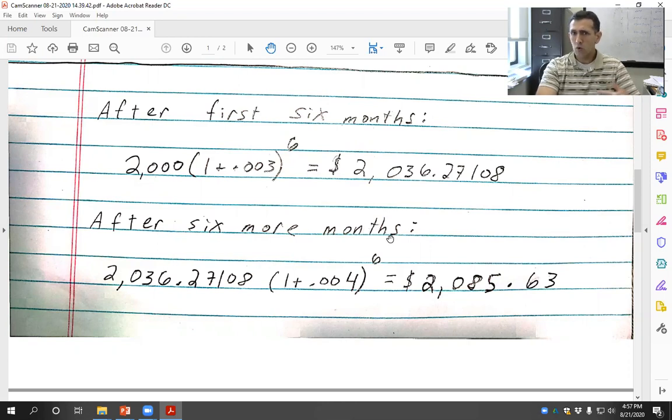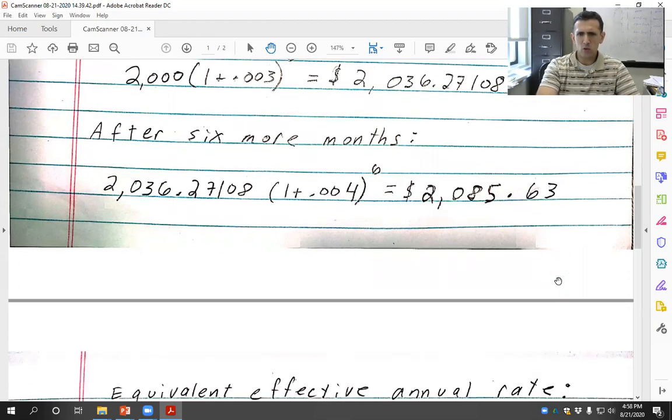And after 6 more months, the same thing, except here every month the account grows by 0.4%. So we compound this 6 times for 6 months. It's $2,036 and roughly 27 cents times (1 + 0.004)^6, which gives you $2,085.63. I'll round everything to the nearest dollar when I don't have to do any more computations with it.